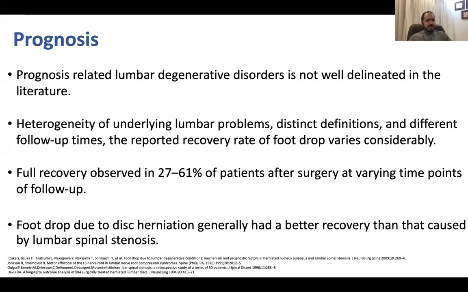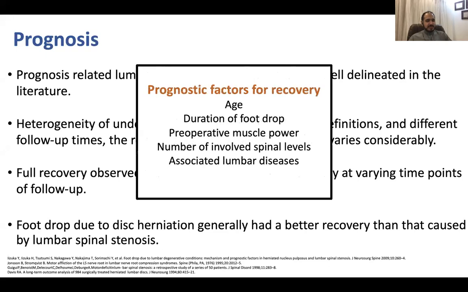And foot drop due to disc herniation generally had a better recovery than that caused by lumbar spinal stenosis. And general prognostic factors through the literature are age, so the younger the patient, the higher the chance for recovery, duration of foot drop, the preoperative muscle power, the number of involved spinal levels, and associated lumbar disease.